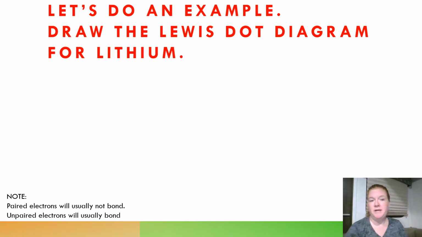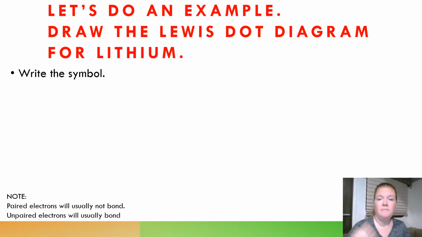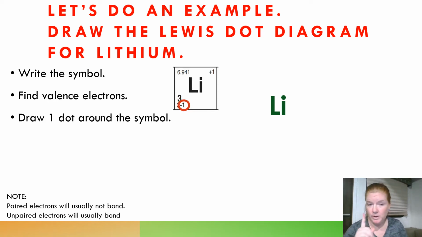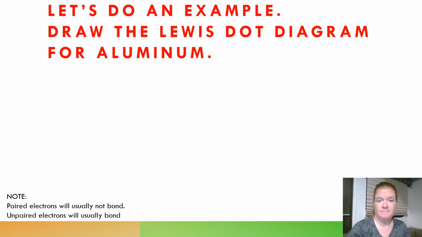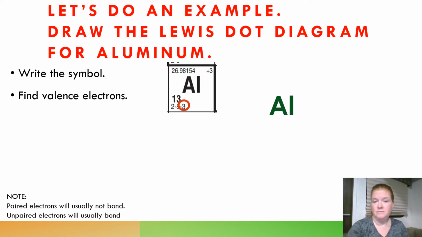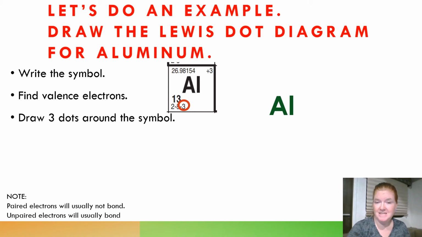Let's do another example. Let's do lithium. First, you write the symbol, Li. Then you find the valence electrons, 1. So we're going to draw 1 dot. That's it. Next, let's draw the Lewis dot diagram for aluminum. Write the symbol, Al. Find the valence electrons. So now I need to draw 3 dots.